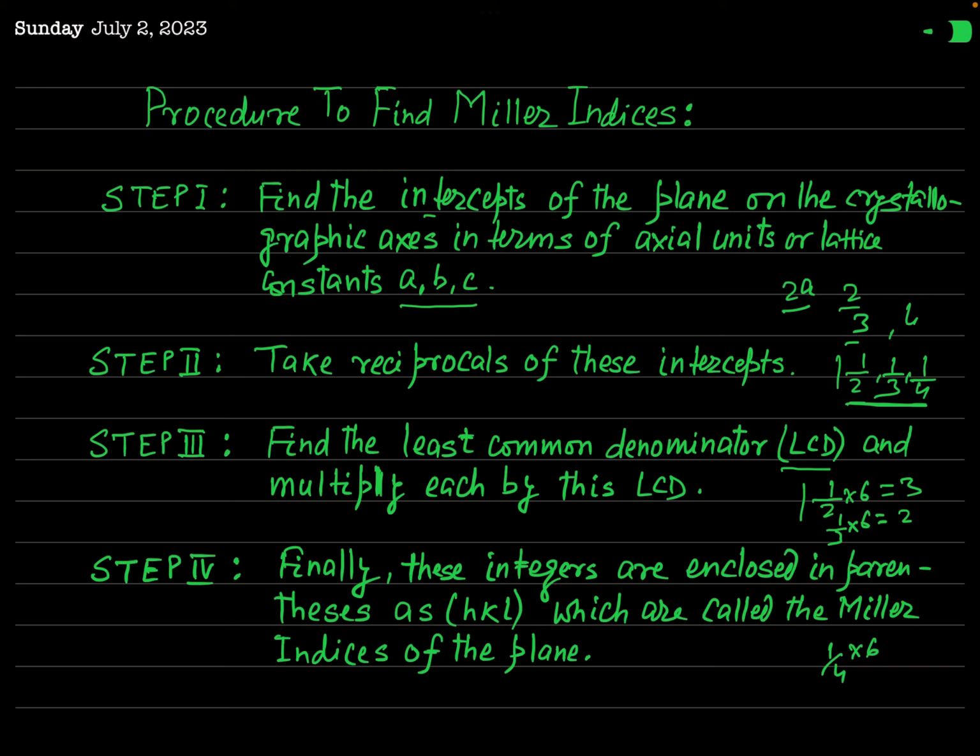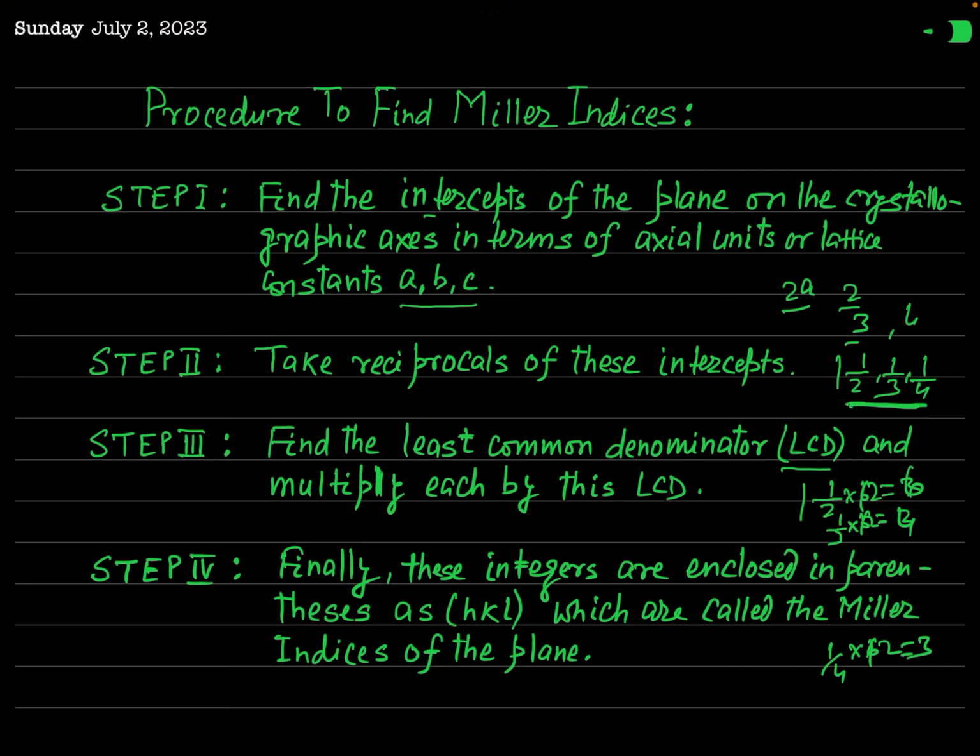Sorry, this will be not 6 but 12. For 2, 3, and 4, actually the LCD will be 12. I made a mistake here. So you have to multiply by 12, not by 6. Then here there will be actually 6, here will be 4, and here will be 3. So after finding the LCD, we multiply these reciprocals by that LCD.